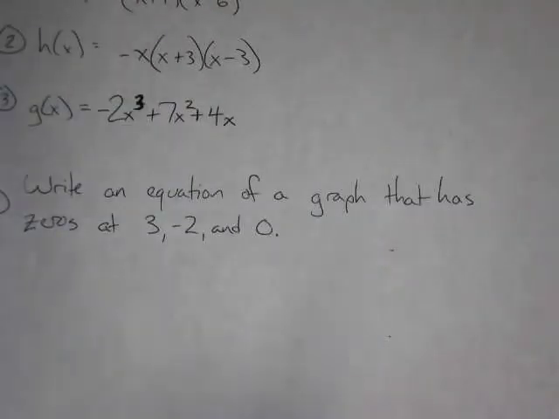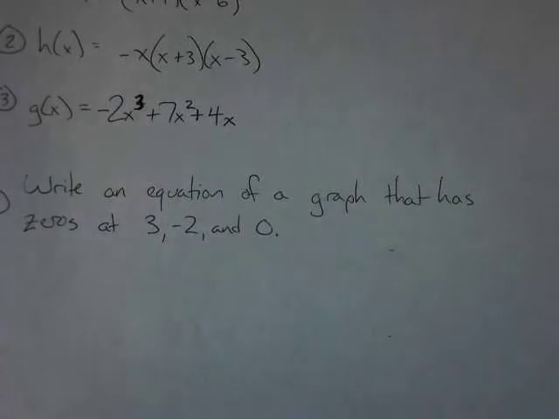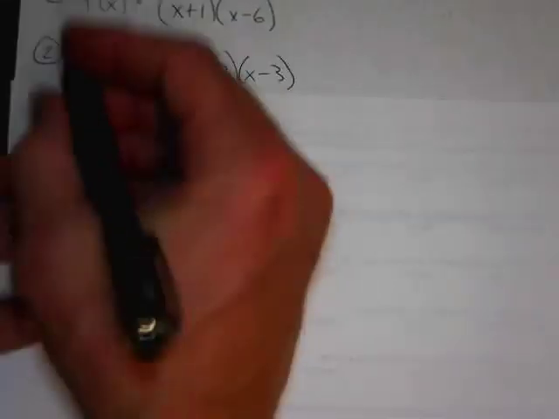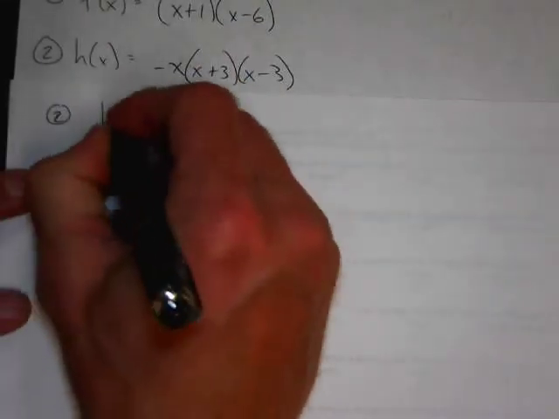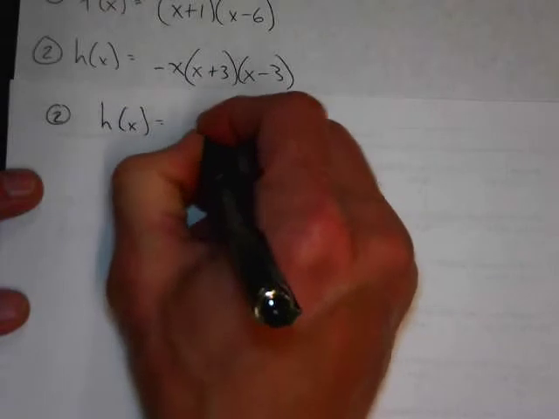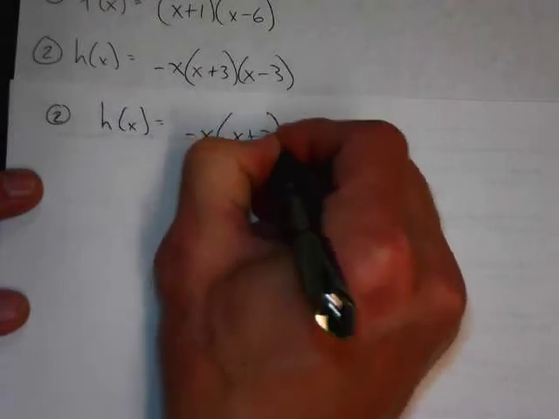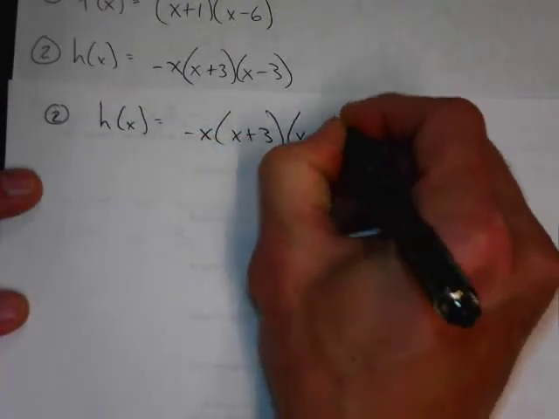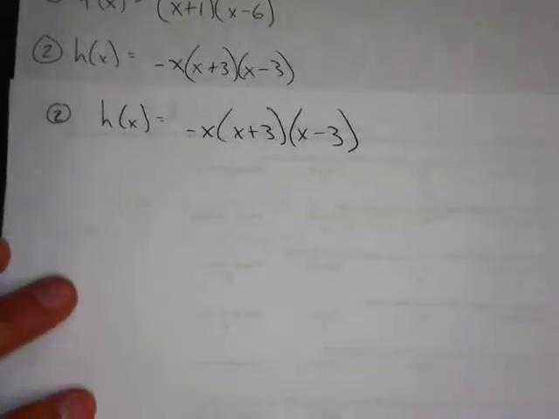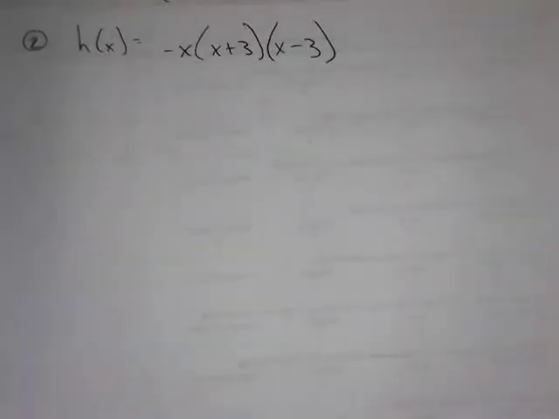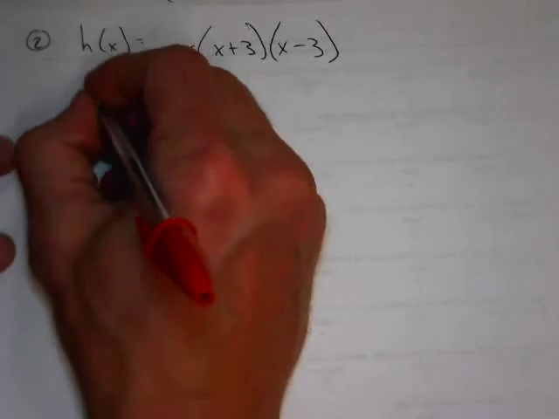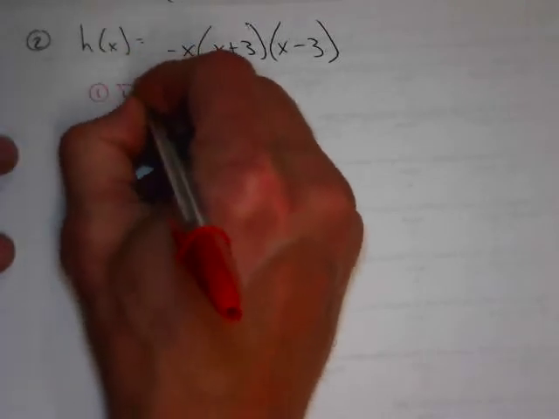So now we're ready for number 2, that second example here. This is a little bit more complicated looking, but totally doable, because we're just going to follow the steps. Right, so in the second function, we have everything already factored. That's nice and convenient, and we're just going to follow our steps. All right, so step number 1, we're going to find the zeros.